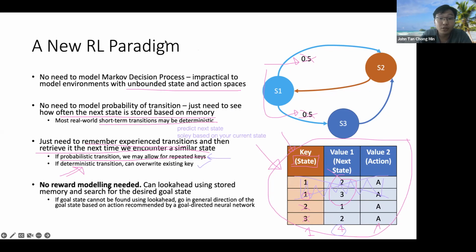Yes, Evan asked a question. Is this RL paradigm to speed up the algorithm? Yes. We want to make reinforcement learning agents learn fast and be adaptable to a continuously changing environment. That's the key aim of this.